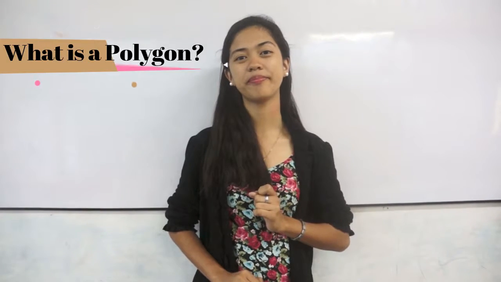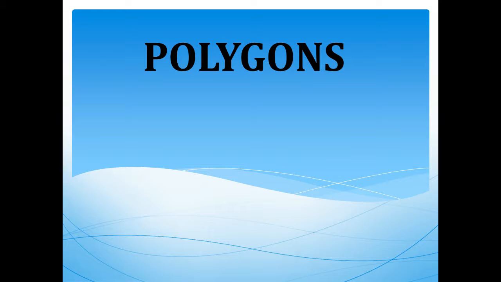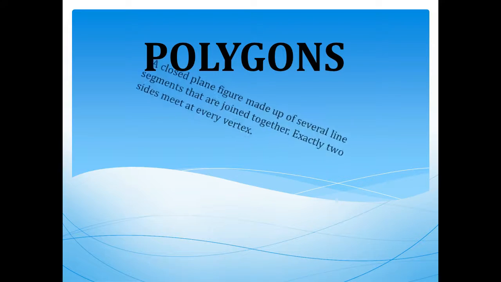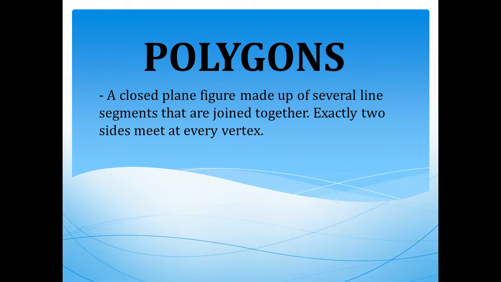Before I start my formal discussion, let me first define what a polygon is. A polygon is a closed plane figure made up of several line segments that are joined together. Exactly two sides meet at every vertex.